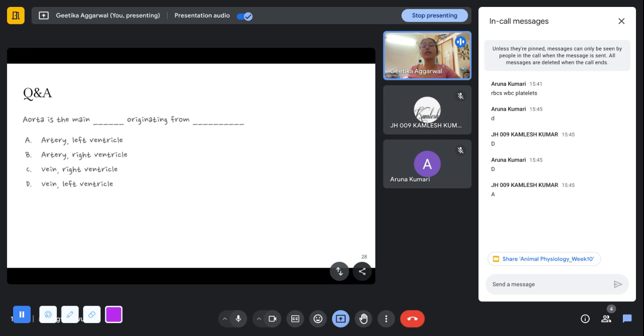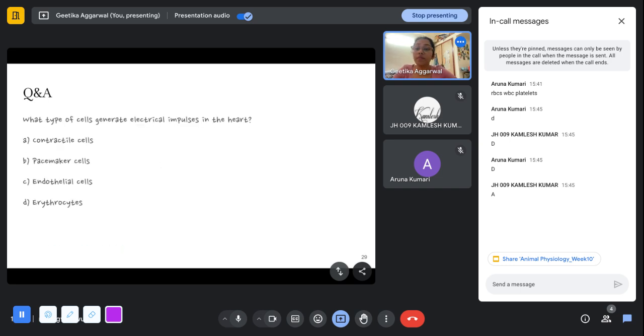So you're correct. Aorta is the main artery which originates from the left ventricle and it carries blood to the systemic circulation. What type of cells generate electrical impulses in the heart? You already discussed this. It's a very simple question. Which cells generate electrical impulses in the heart?